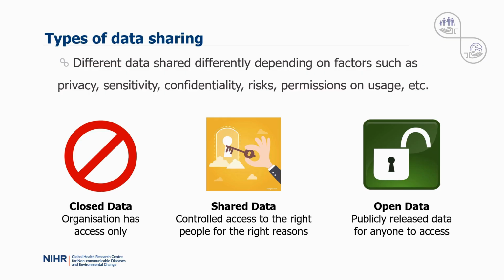In the middle, we have shared data. So this is a really controlled access to the right people for the right reasons. And finally, on the open end, we have open data, which is publicly released data information for anyone to access. So when you're thinking about data sharing, it's important to think about how you will share, whether it'll be closed, whether it'll be shared or open data.